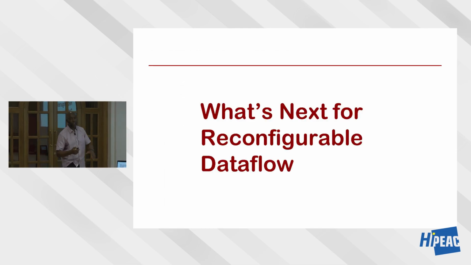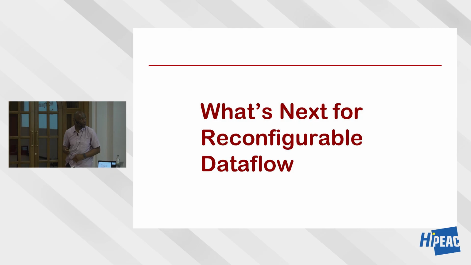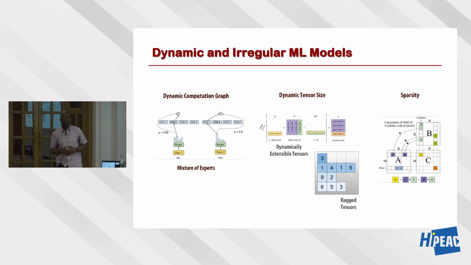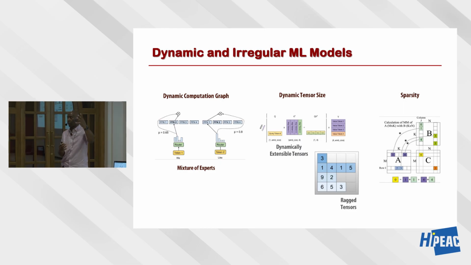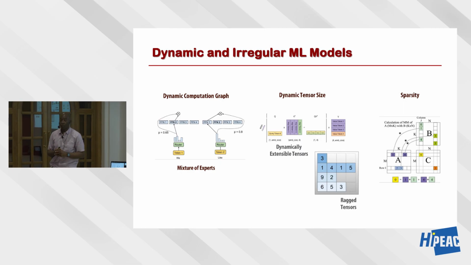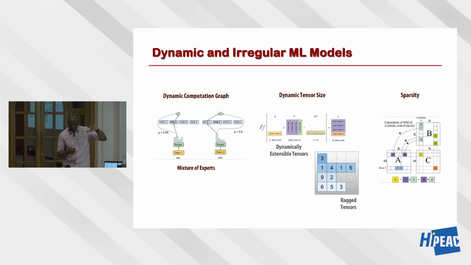Okay, so what's the future of reconfigurable data flow? Well, we know the models are getting more irregular. You're making decisions based on, should I go to model A or model B? Should I take a segment of one model or the other? You've got multiple different size batches come in with different sequence lengths, and you need to be able to adapt to that. You've got sparsity, so you need more capabilities.